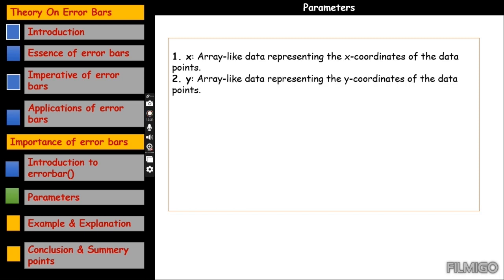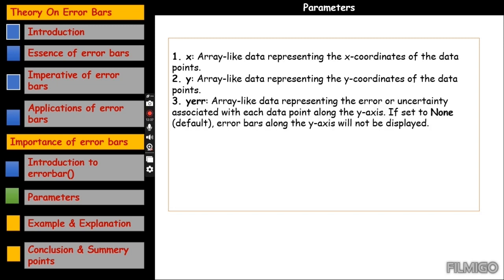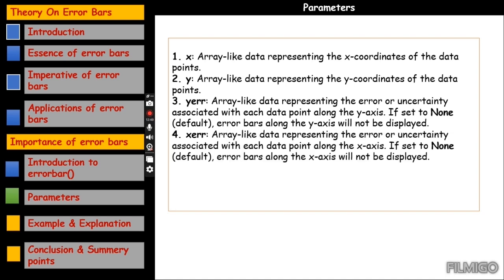y: array-like data representing the y coordinates of the data points. yerr: array-like data representing the error or uncertainty associated with each data point along the y-axis. If set to None, the default, error bars along the y-axis will not be displayed. xerr: array-like data representing the error or uncertainty associated with each data point along the x-axis. If set to None, the default, error bars along the x-axis will not be displayed.